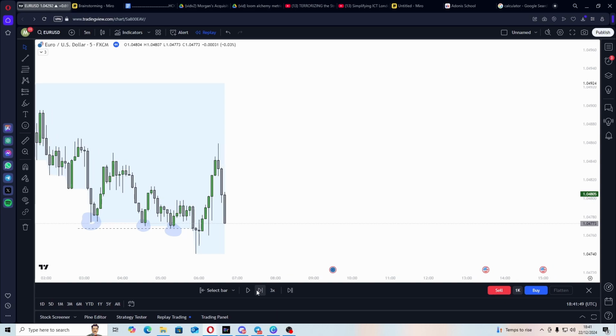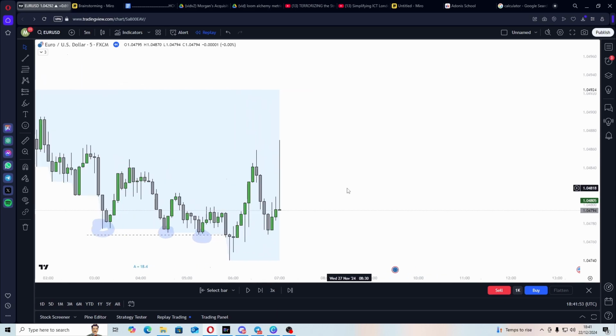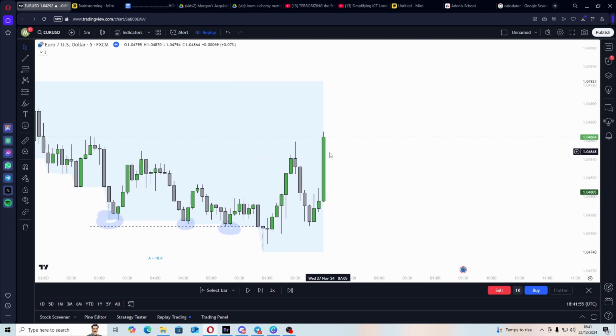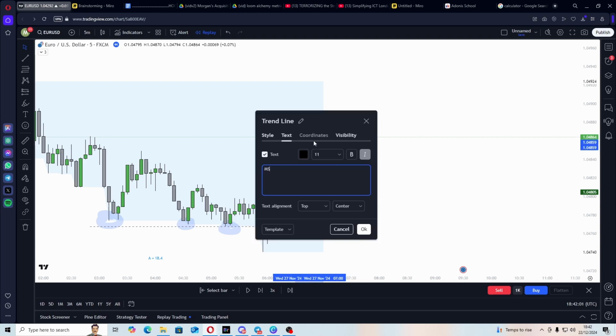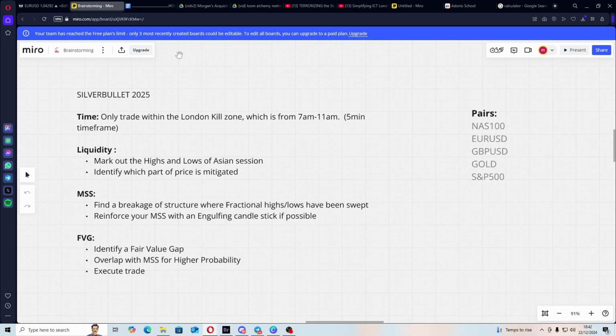There hasn't really been a high market structure shift, and we can see right here, we got a very, very big engulfing candlestick. Okay, you can see this candlestick will actually reinforce our trade 100x, right? So this is the market structure shift. This is what we've been looking for, and now what we need to do is identify the fair value gap, and we can overlap this with the market structure shift for higher probability, and we execute the trade.